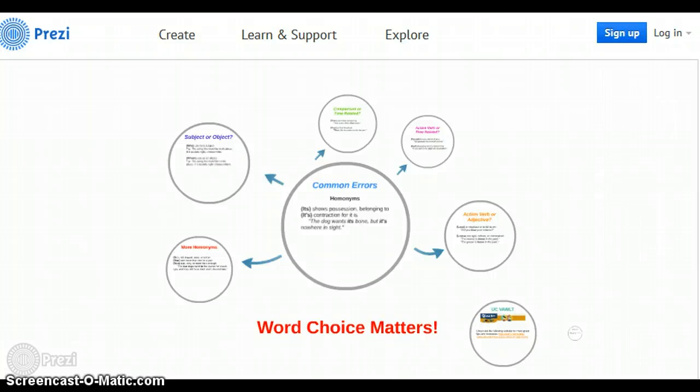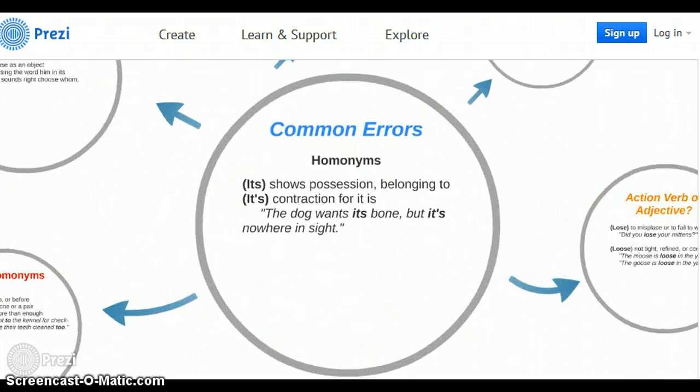Today we're going to talk about why word choice matters. There are some common errors that many people make in their writing that are not as easily noticed when you're speaking. So homonyms are words that sound alike but that are spelled differently and have different meanings.